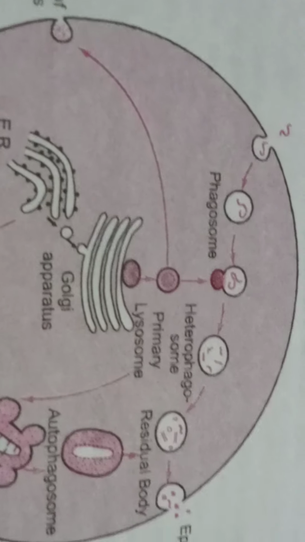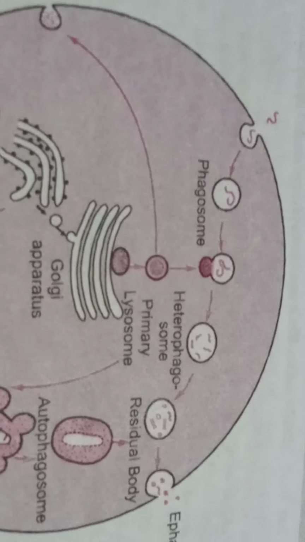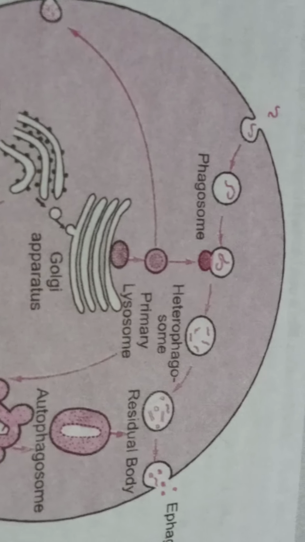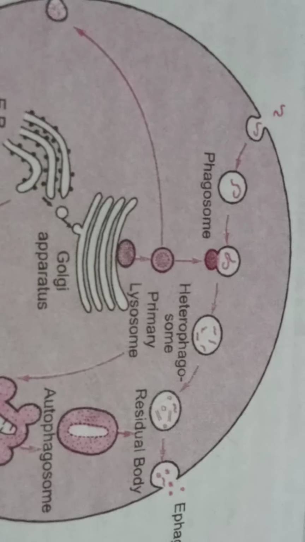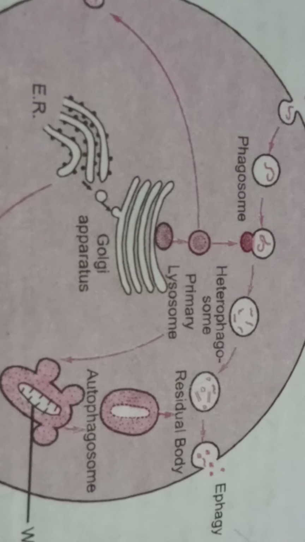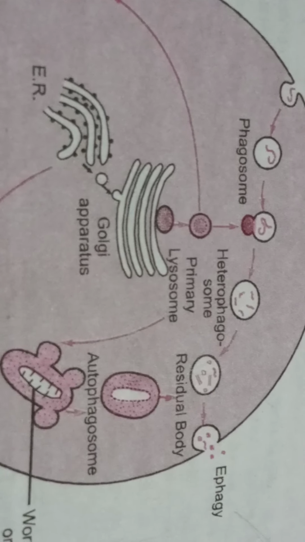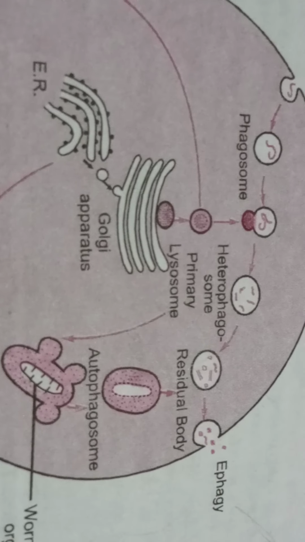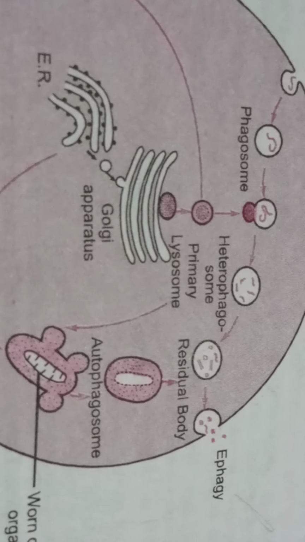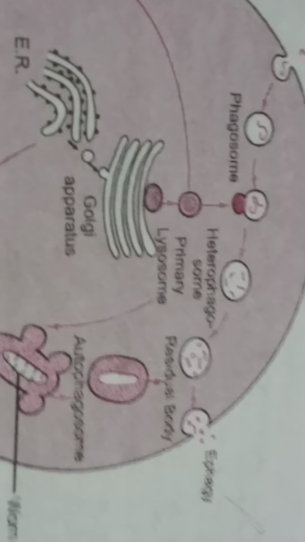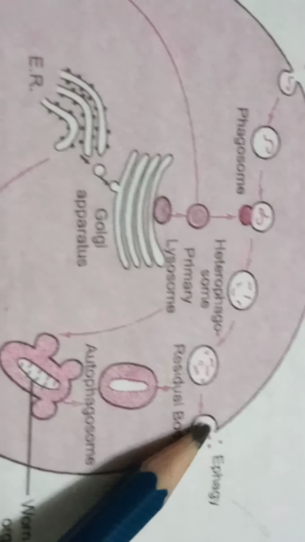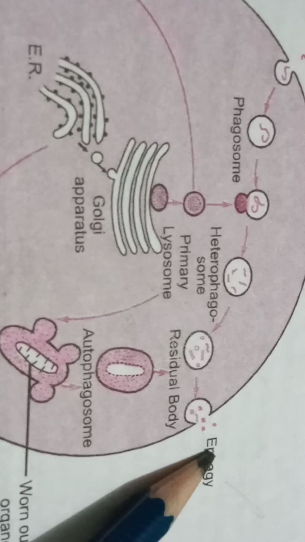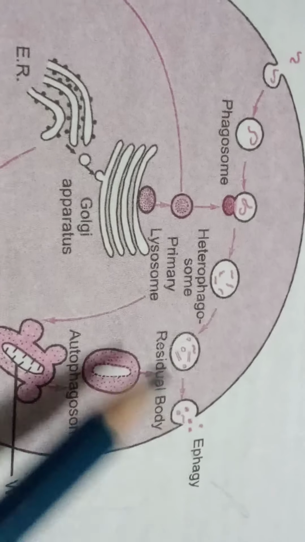Then the third one is the residual body. As you can see here, this is the residual body. This is the structure in which the undigested food materials are found. The residual bodies, or the lysosomes, pass outwardly and fuse with the plasma membrane to throw the debris out. That means they gradually go and finally get attached to the plasma membrane, fuse with it, and throw away the unwanted particles or the debris. The process is known as ephagy.